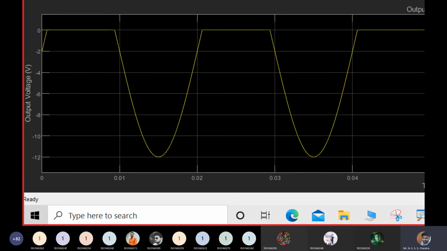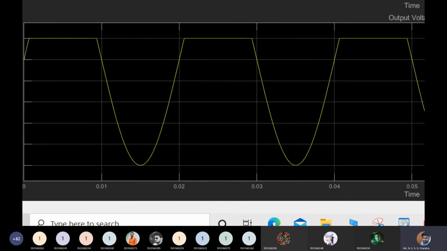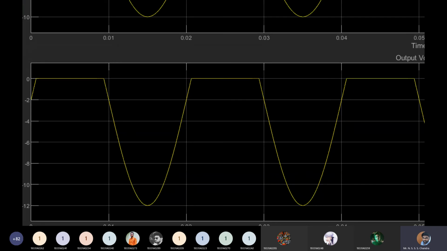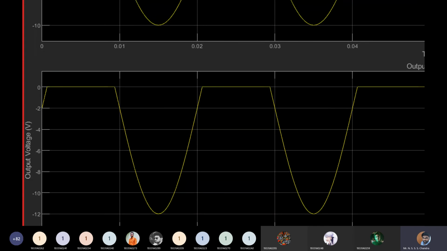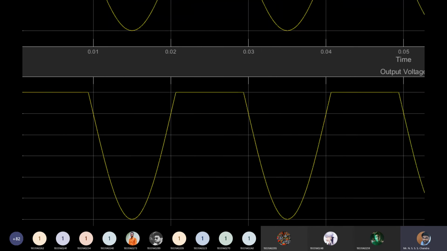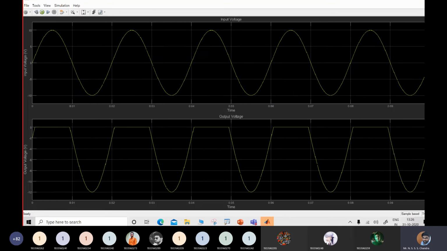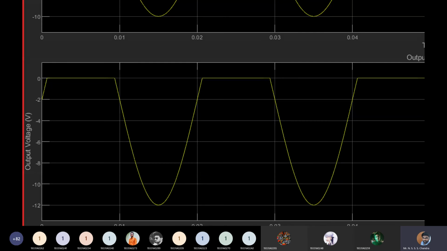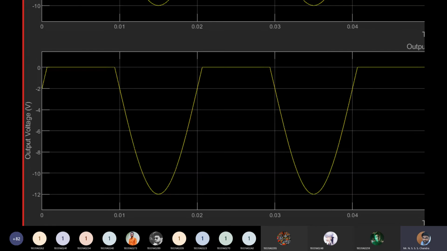You can see that this sinusoidal voltage is the period when the diode is conducting. When the diode is not conducting, your voltage is equal to 0. You can see that the output voltage is at 0 volts, a flat curve. Can you observe that? Please respond. Yes, sir. Okay, fine.